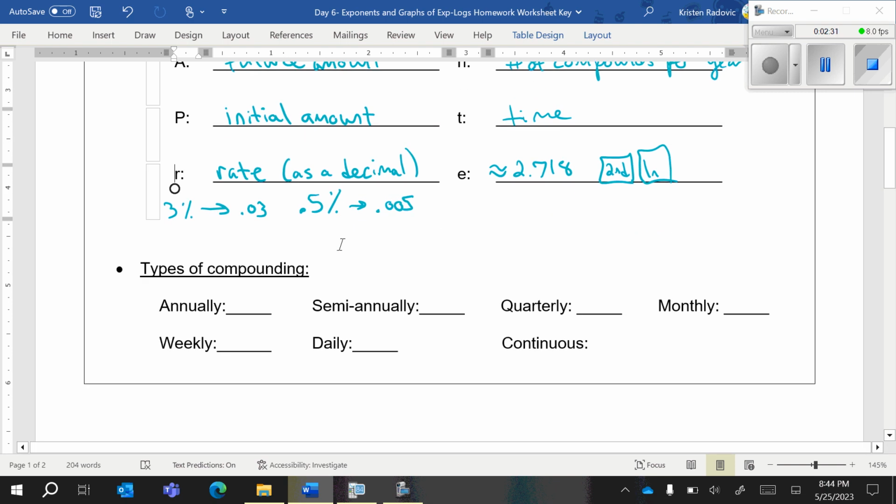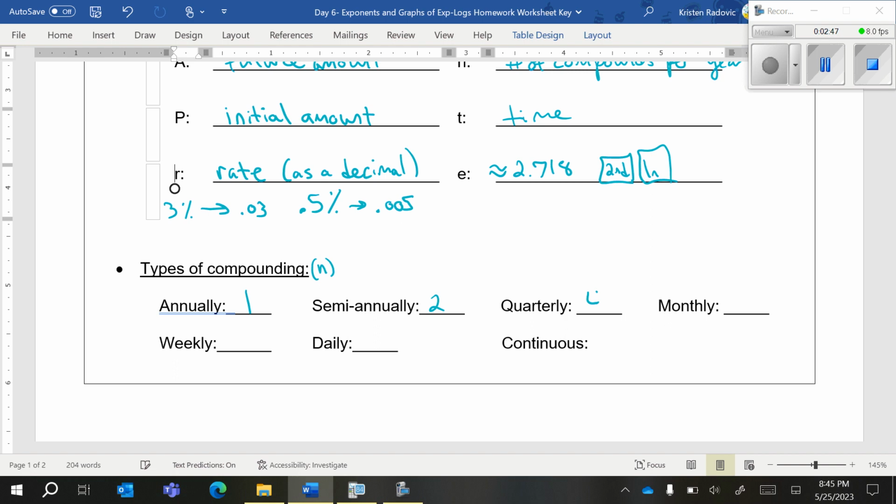So for what n is, that is the type of compounding. If you're reinvesting your money, that's what it means to compound. You take your interest and you reinvest it. Annually is once per year. These are all values of n.